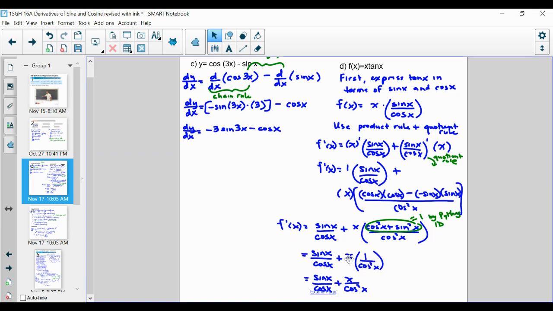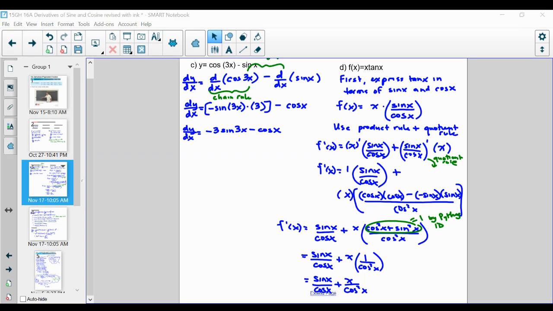So I can multiply the x by the numerator here. I could go further, but I'm going to stop there. I'm going to continue the examples in our next video.